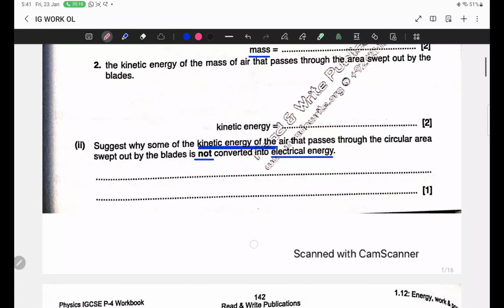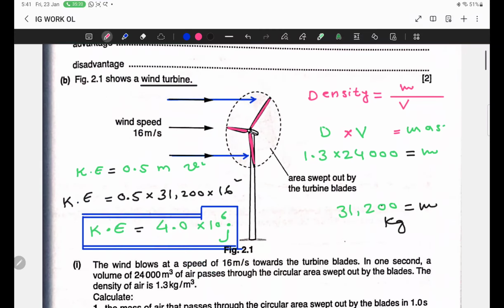So I am not writing the answer, but I have explained. So most of the air passes straight without striking the blades of the turbine. So the entire kinetic energy is not converted into electrical energy.